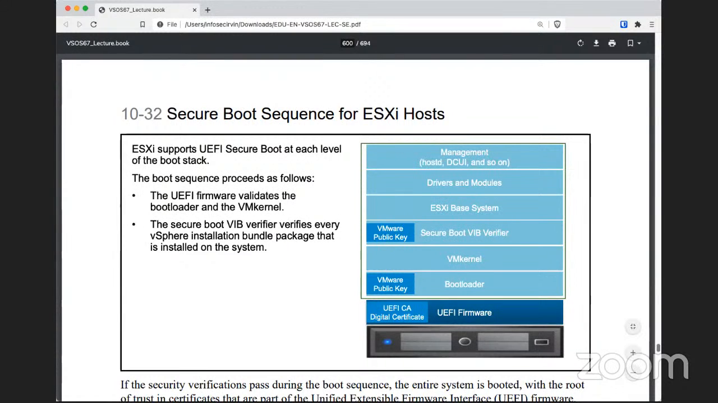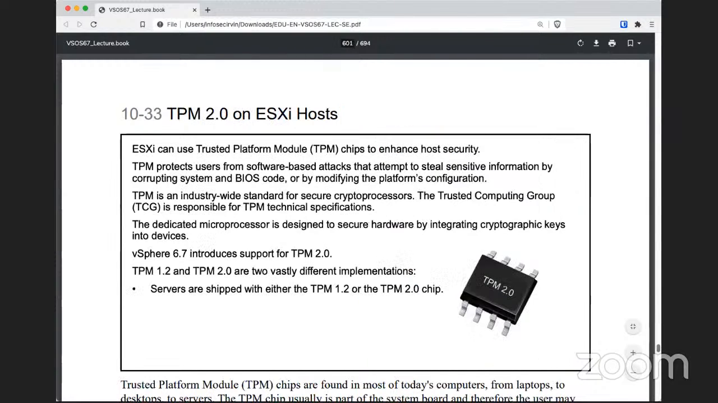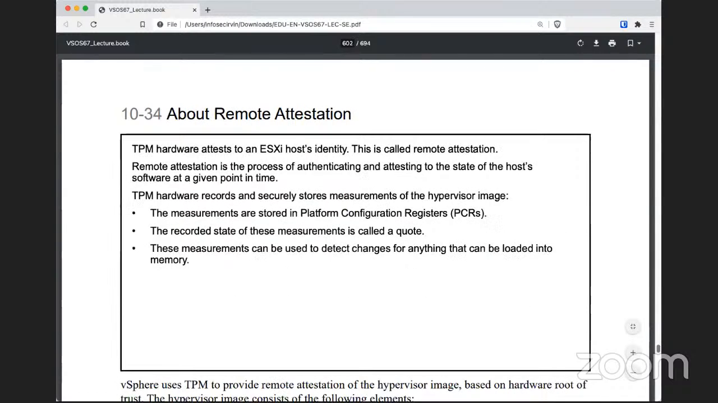Having secure boot will provide security at the complete boot stack, from verifying the bootloader and the VM kernel all the way up until everything is up. If your host has TPM, the Trusted Platform Module, you can enable the use of that as well. This has been included since vSphere 6.7.